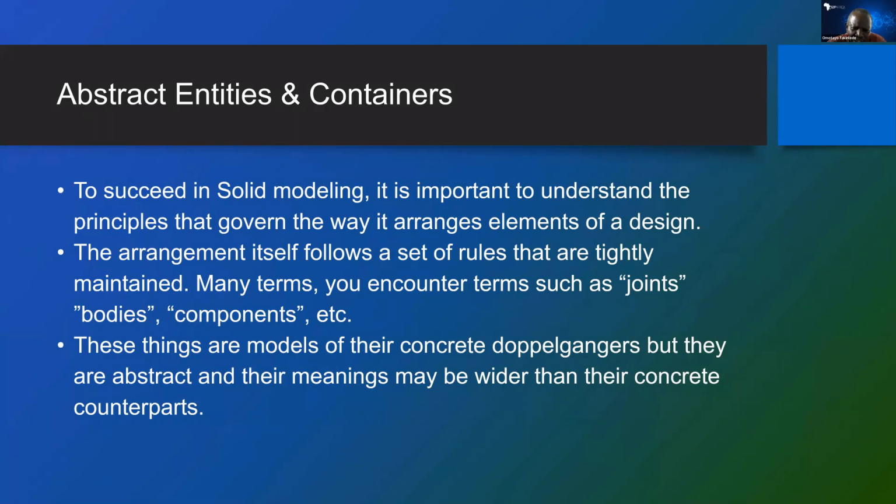They may be close to the ones you are used to in the ordinary usage of the word, which I call the doppelgangers, but their own meanings are a little bit more abstract and may be wider than the concrete examples. A good example is, what is a body? What do you think a body really is? What do you think a component really is? And what's a joint? You'll be surprised when you really fully realize the meaning that Fusion 360 gives to joints. You will see things that you will not even think are joints, but they're actually joints.